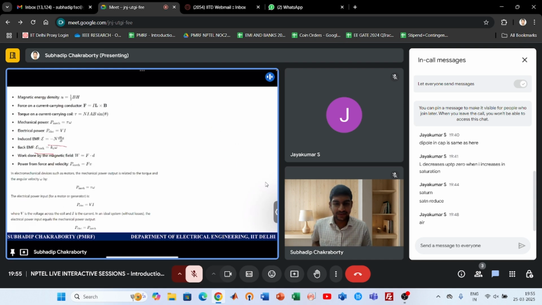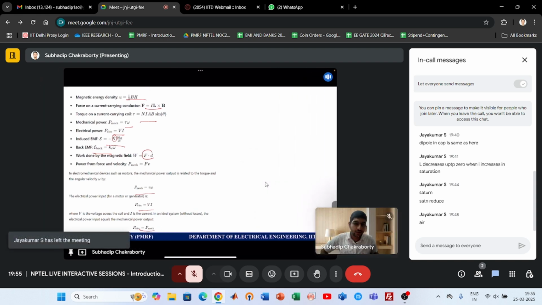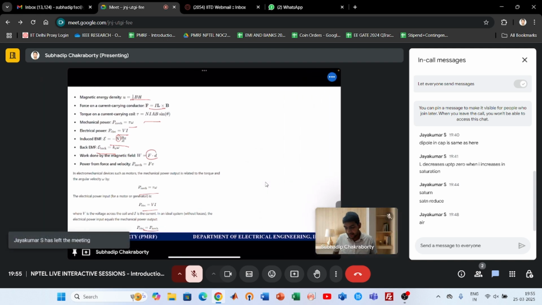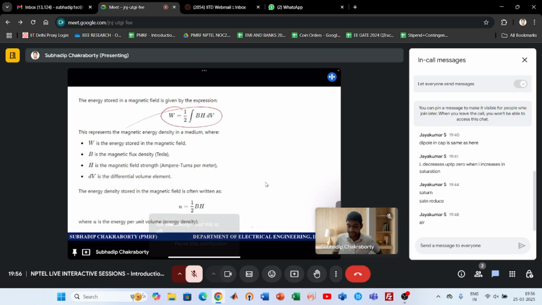These are all induced EMF, d phi by dt times the number of turns, or the power. These are some fundamental basic relations given for non-electrical candidates who don't have an electrical engineering background. If you have some mechanical background, you can connect how the electrical and mechanical fields are coupled and how to move from one to another, assuming a lossless energy conversion process.